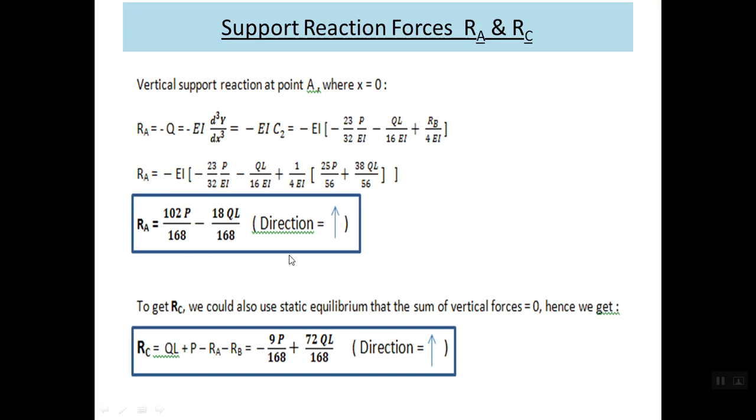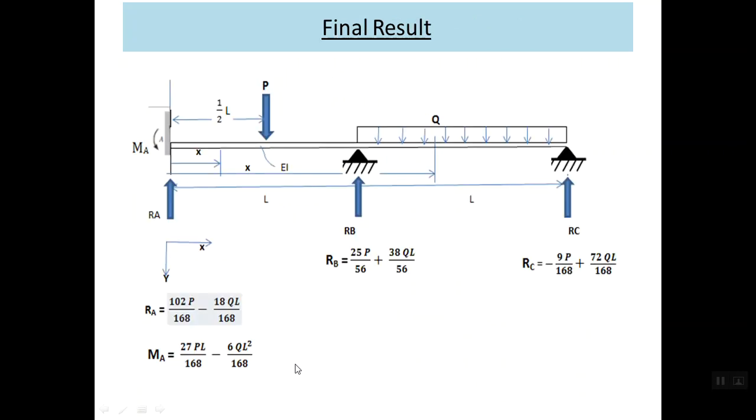Finally, to get RC, one of the simple ways is to use static equilibrium, where the sum of vertical forces should be 0. Then QL plus P minus RA minus RB equals RC. Then we have the final results: RA, RB, RC, and the fixed end moment at point A. If you check, you will always find they meet the requirement for static equilibrium.